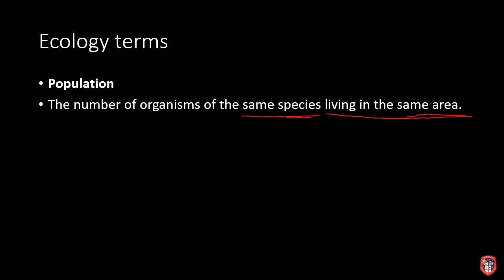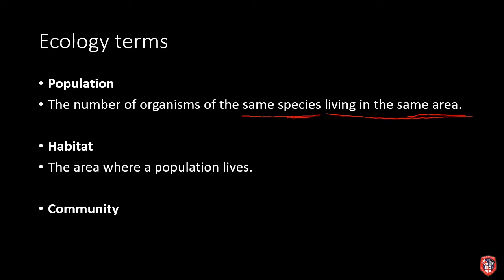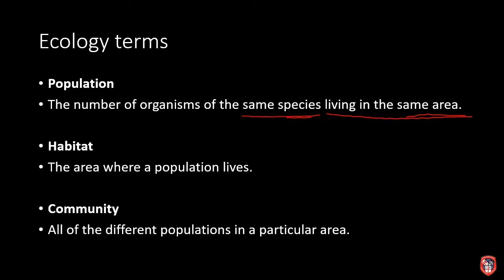Now, that leads on, of course, to habitat. A habitat is simply where something lives, whether it be a forest or the desert or a pond or even sometimes on a leaf. It just simply means where an organism lives. Also, we have a community. Community is slightly different. Community is lots of different populations together. So it might be, for example, all the spiders and ladybirds and slugs and butterflies and beetles and everything else in a particular area. That's what we call a community, as in a community center, where everybody gets together. Well, community is all of the different populations in one particular area.